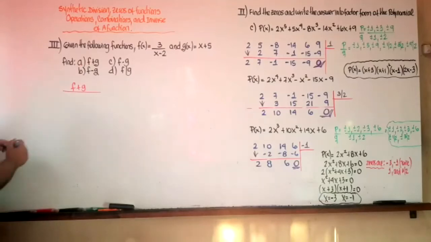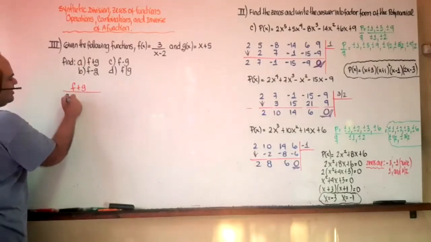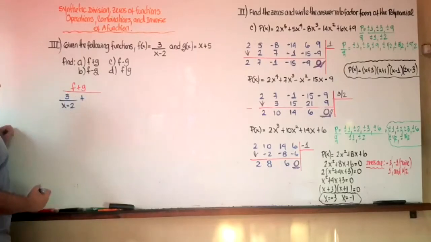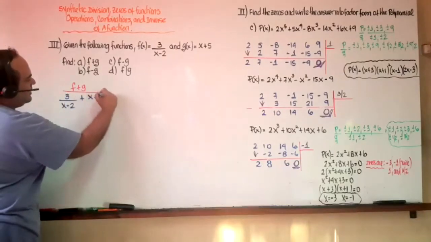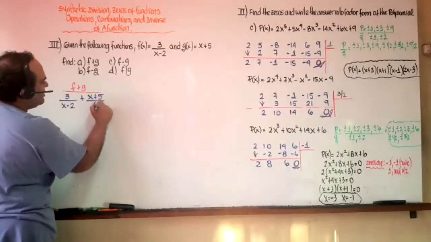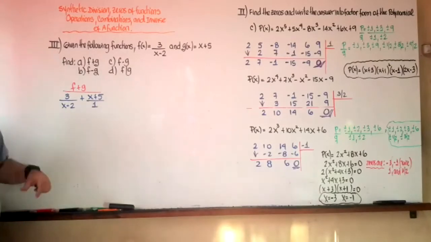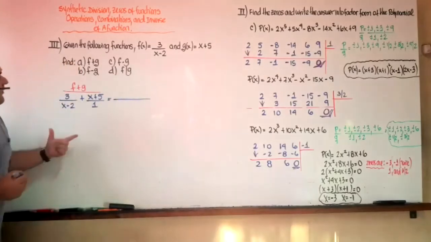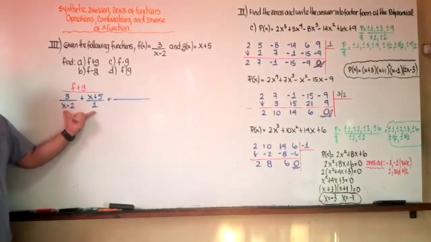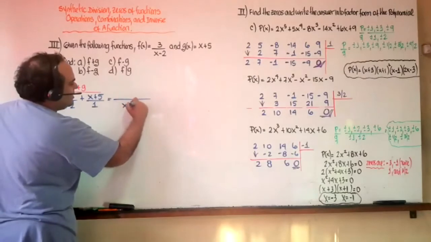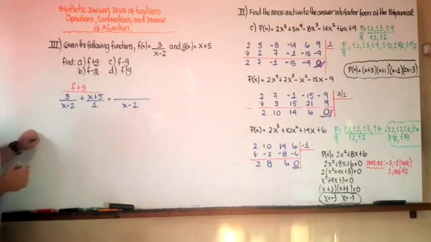We have the first one, 3 over x minus 2. We're going to add x plus 5, okay? Remember, we have the least common denominator. This is going to be the number 1. And remember, for adding fractions with different denominators, first of all, find the least common denominator, or simply multiply the denominators. I mean, x minus 2 times 1 will be x minus 2, okay?